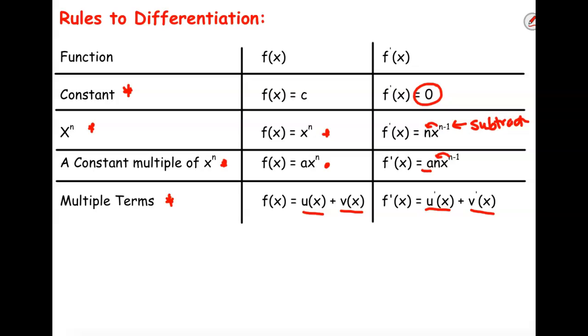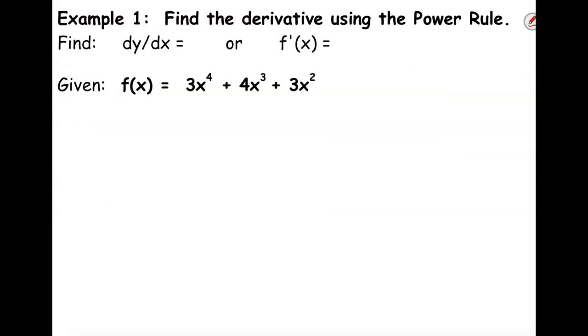So let's go through some examples. Here's our first example. We want to find the derivative using the power rule. We're going to find the derivative of f of x equals 3x to the 4th plus 4x cubed plus 3x squared. There are multiple terms in that polynomial, so we're going to use our power rule.